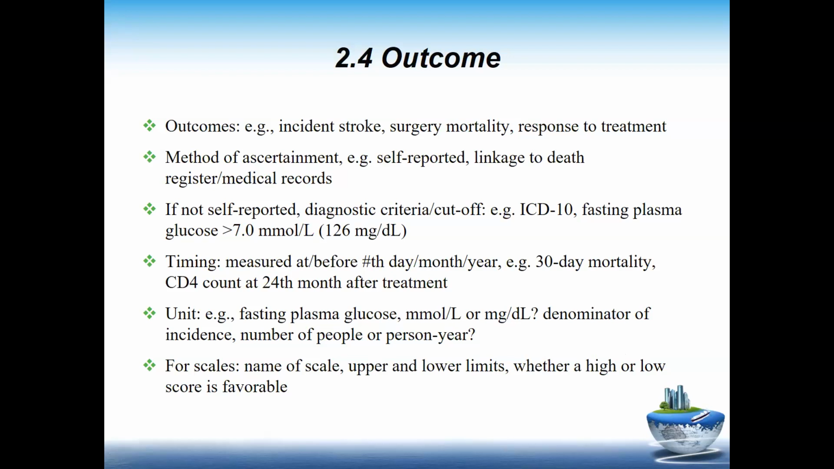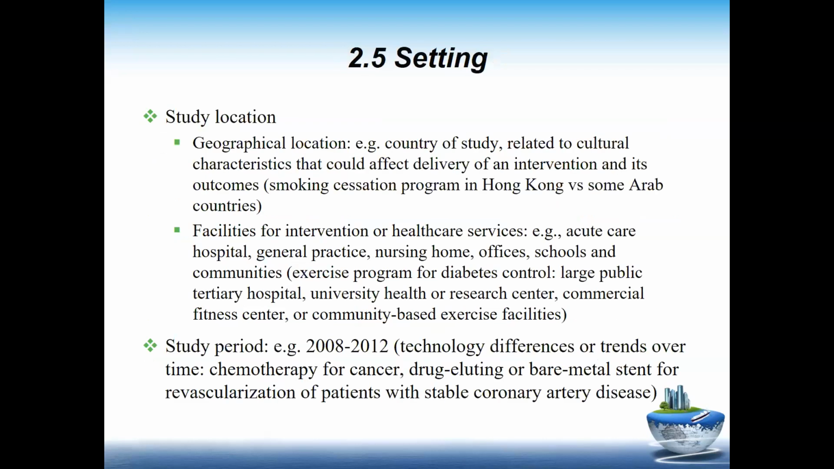For example, if you're doing an assessment of depression, you use a so-called depression scale. So for that scale, maybe the higher the score, the more severe the disease, you're more likely to have depression, right? Different scales have different meanings. So this is for the outcome. You need to consider these aspects.